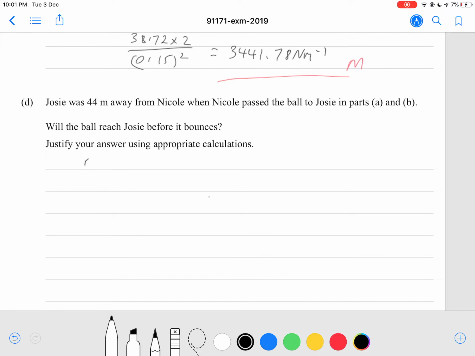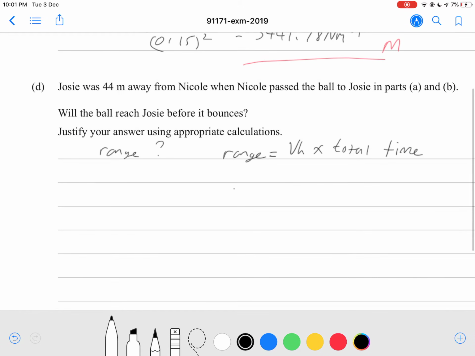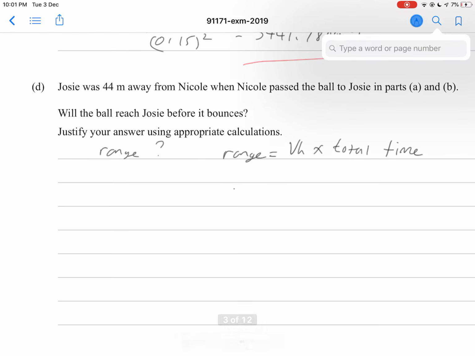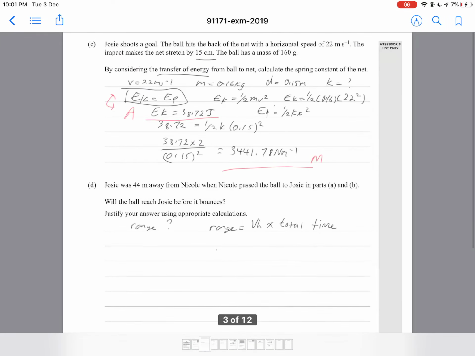So we want to find out if the range is greater. Basically, we want to find the range and compare it to a distance of 44 meters. We know that our range can be found using the horizontal component multiplied by the total time of the flight. Our VH can be worked out using our SOHCAHTOA rules. So coming back to our diagram, we can use our SOHCAHTOA.